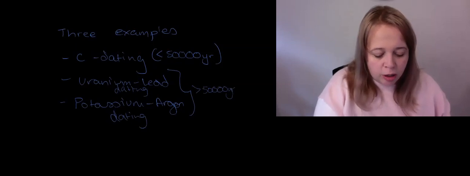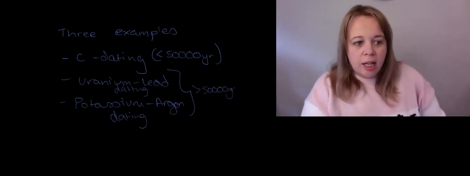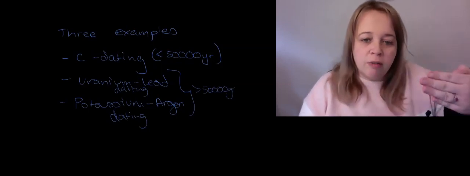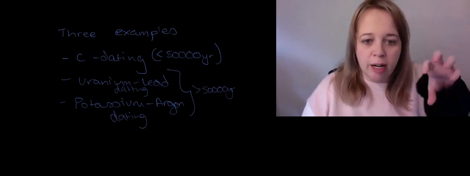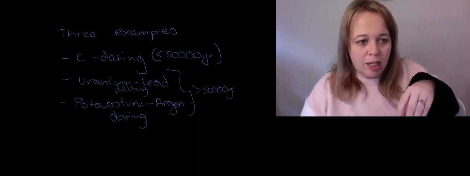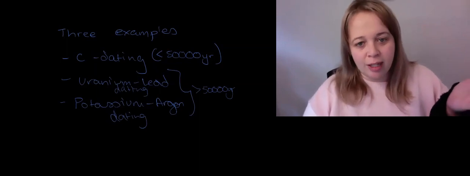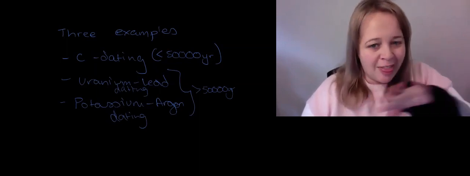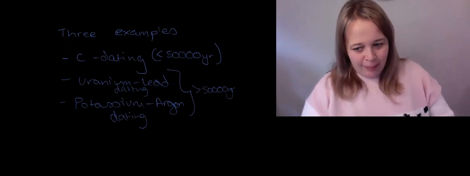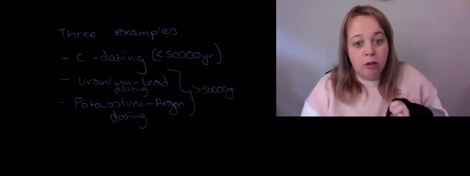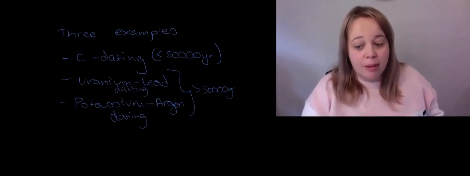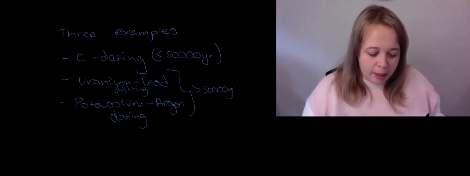So look at the question. We'll have a look at a few in class. If anything is older than 50,000 years, then you would use uranium lead or potassium argon dating. And anything younger than 50,000 years, you can use carbon dating. That's the extent that we need to be knowing it for. And you will see where that comes when we get there.